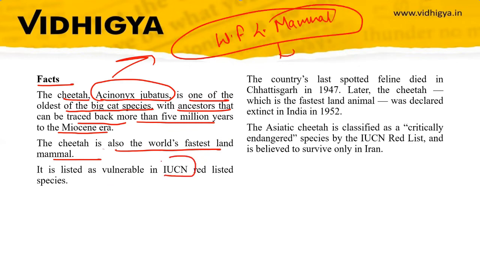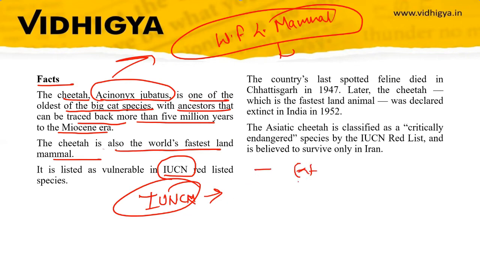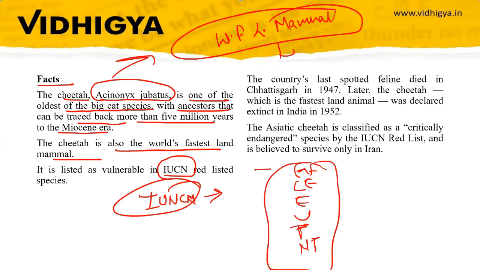And in the IUCN Red List, the International Union for Conservation of Nature Red List, there is a list which includes categories like extinct, critically endangered, vulnerable, threatened. There are some 8 or 9 subcategories in which animals are placed depending upon the population and the survival rate, and accordingly protection is given by the government, or efforts are made to conserve them. So currently in the IUCN Red List, the cheetah is listed as vulnerable.